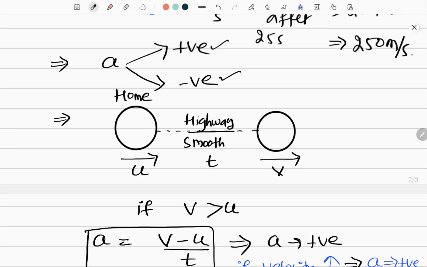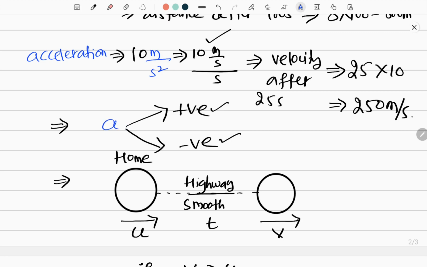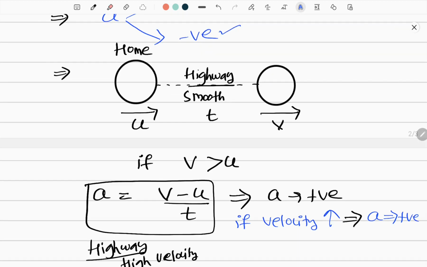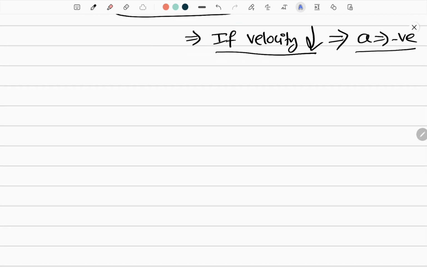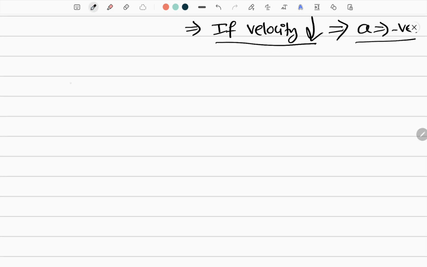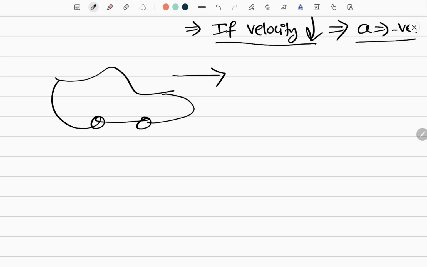So that's why I told you there are two kinds of acceleration. One is positive, another is negative. All right, now let us see what is the real meaning of this negative acceleration. Again the same car is there. Here there is a car like this. Now if somebody says this car is reaching towards home, the acceleration of this car is minus 10 meter per second square.